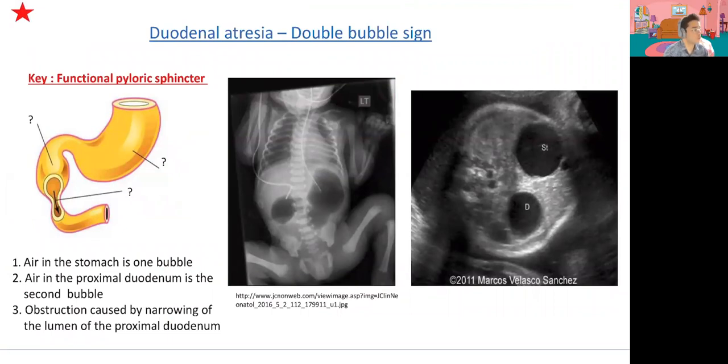Okay, duodenal atresia, they love this buzzword heavy double bubble sign. Keep saying it 5 times until it rhymes, but it's fantastic. It's a very big buzzword. Functional pyloric stenosis is another thing to keep in mind, but don't even trip about this. If you see double bubble sign, it's going to be duodenal atresia.